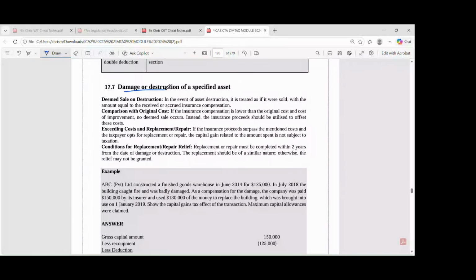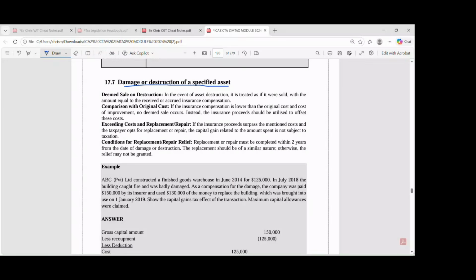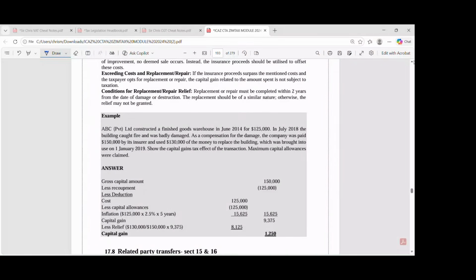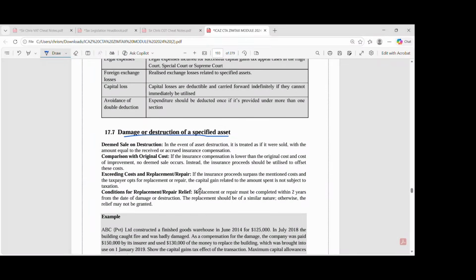Then let's say you are compensated by the insurance. And I want to use that money received from the insurance to construct another or a similar asset. If I want to construct a similar asset, a relief arises. So a quick question, team. ABC constructed a finished goods warehouse. There is a finished goods warehouse, team.